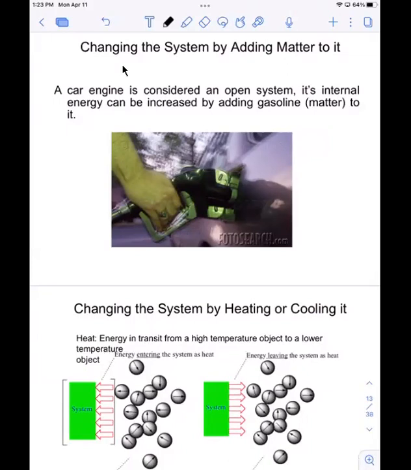So anytime I have an open system, I can add more matter to it. And it's the same with the reaction. If you're doing a reaction and one of your reagents is limiting and it runs out, if it's an open system, you can add more. If you still got excess reagent left over, you can add more of the limiting reactant and get the reaction to continue going, right? So with a car engine open system, I can add gas, and that's going to increase the system's energy.